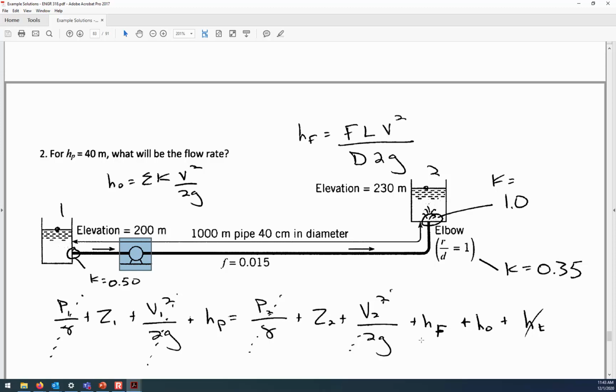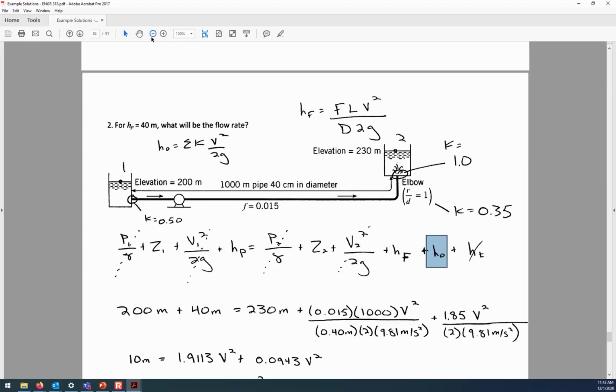Okay, so I've canceled out the terms that don't apply. There's no turbine, but there are both friction losses and local losses. All right, so substituting in the given information: the elevation on the left, the 40 meters of pump head that's added, and then on the right it's 230 meters, and then the expression for the friction losses and the expression for the local losses. And V, the velocity in the pipe, is unknown for both of them.